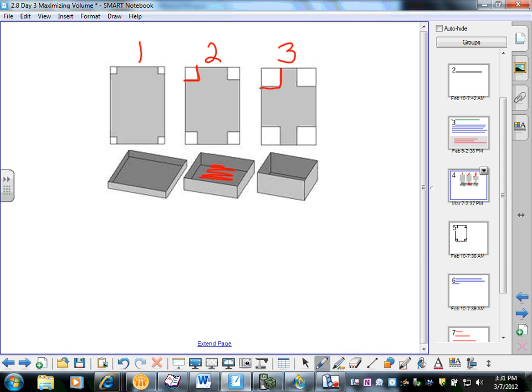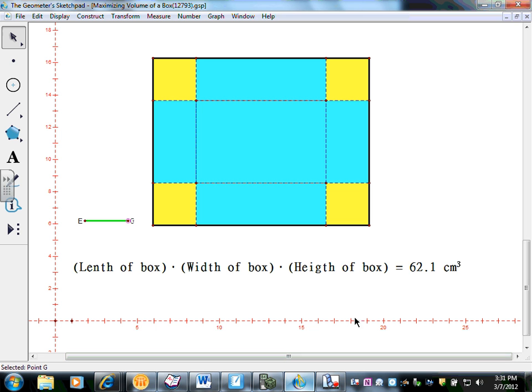But surely we would not be able to just keep cutting out and still make the box hold more and more and more. Eventually we would get to a point to where the cuts would be so big we wouldn't have a box to build at all. So what our job is going to be is to find out that perfect situation, that perfect length cut, which we're going to call X, so we can make this box to hold the absolute most. Let me show you a different way of looking at this using Geometry Sketchpad.